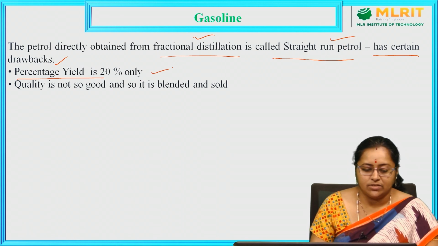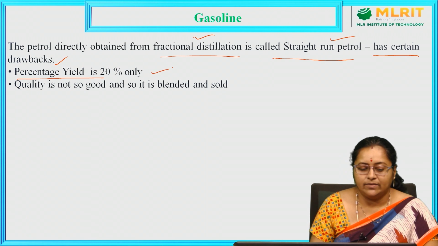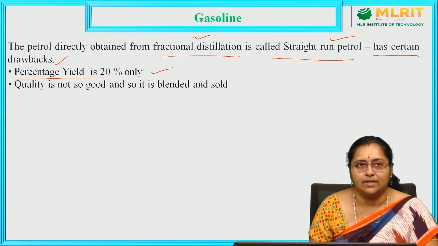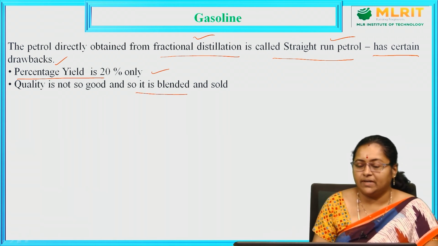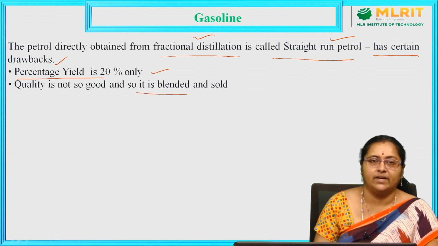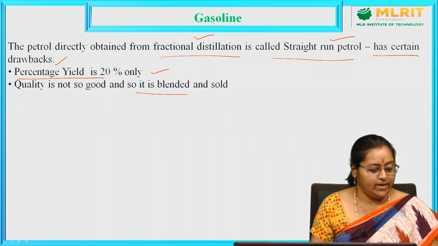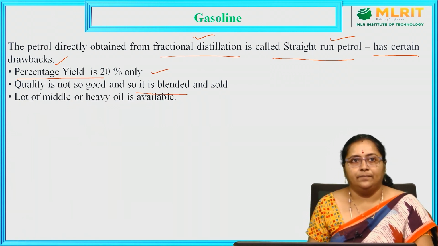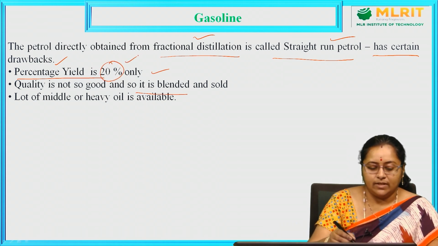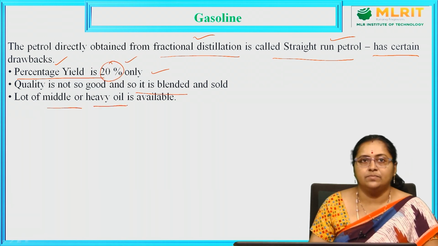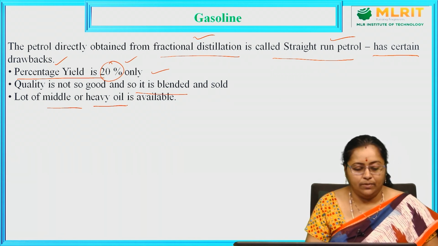And the second one, the quality is also not so good. It is poor quality, impurities will be more, and it does not have properties such as anti-knocking properties. So, it is to be blended before marketing, mixed with some kind of additives so that its properties are enhanced. That is the second drawback, quality is very poor. And as I am telling you, the yield is very poor, 20% only, and it will contain middle and heavy oils as impurities. A lot of middle and heavy oil is mixed with that petrol.